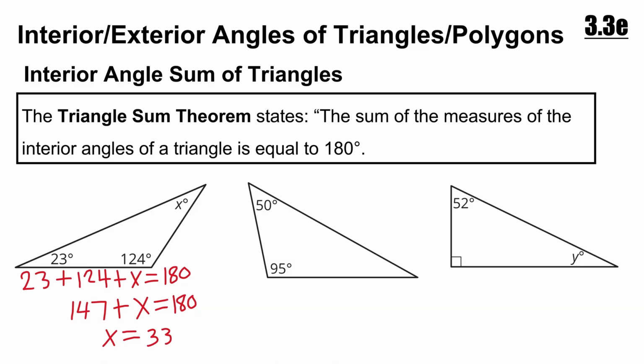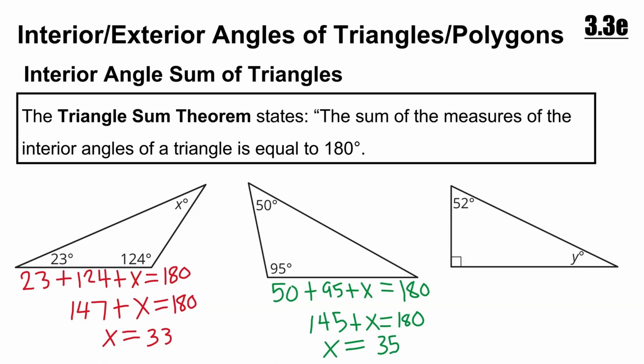For the second triangle, to find the missing angle, write the equation 50 plus 95 plus x equals 180. To solve for x, add like terms, so 50 plus 95 to get 145 plus x equals 180. Then subtract 145 from both sides to get x equals 35 degrees.